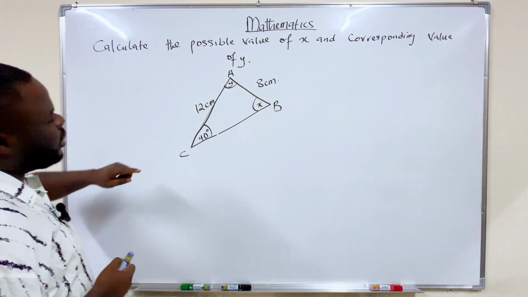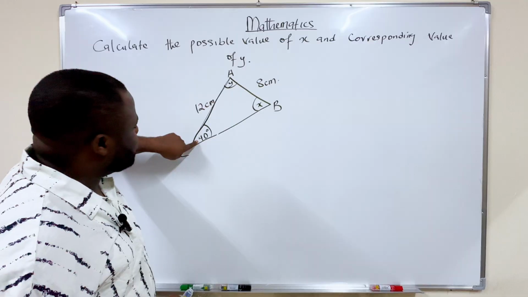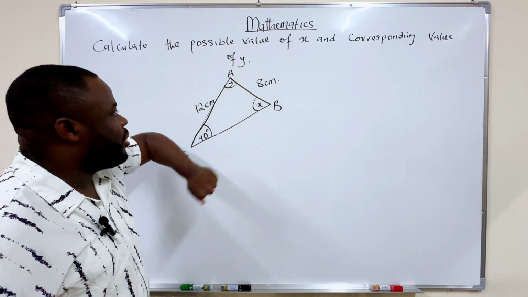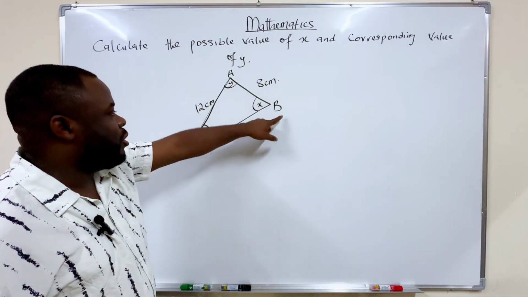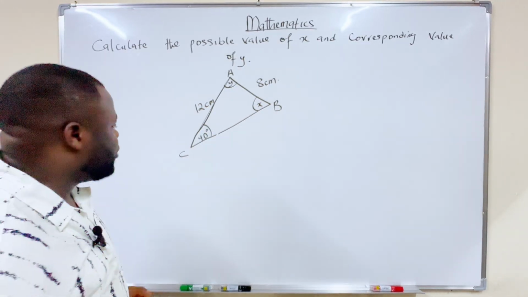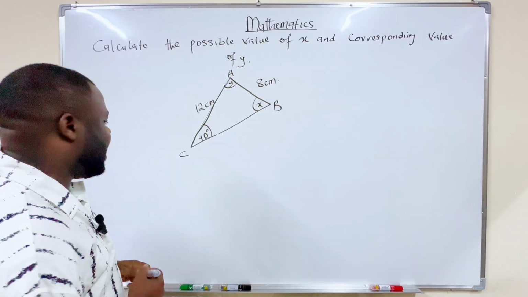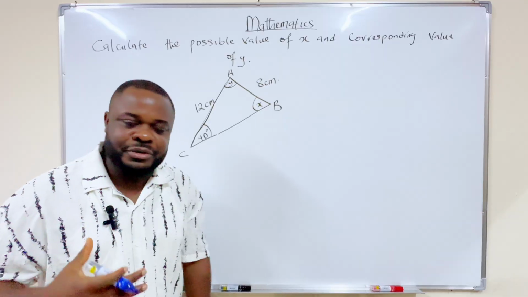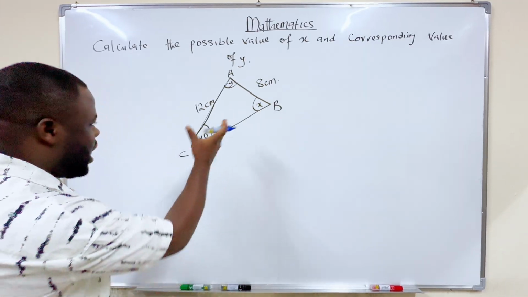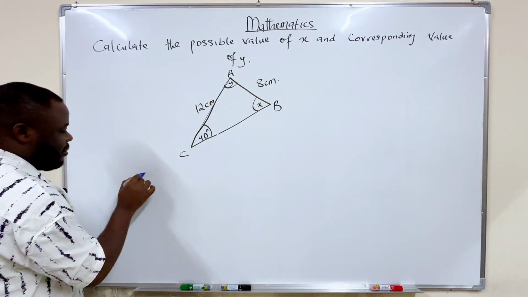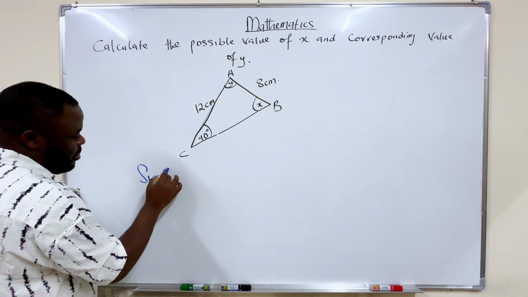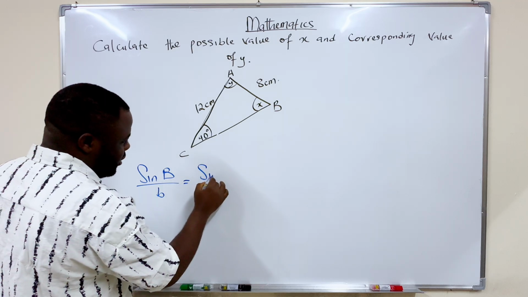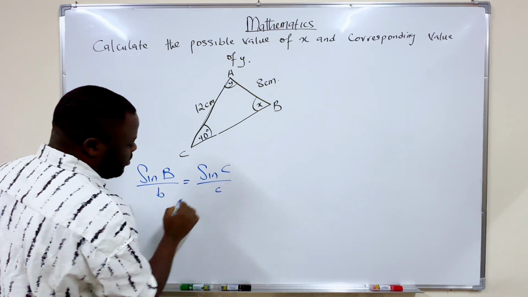Sine rule. So here we are given angle C, but we are not given angle A and angle B. But we are given the opposite of C and the opposite of B. So the sine rule we are going to use is going to be B and C. If you don't understand the sine rule, go and watch my previous video, where I explain how we can derive this. So we have sine B over small b equals sine C over small c.